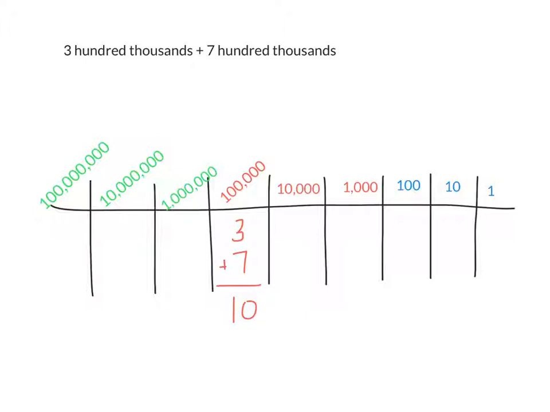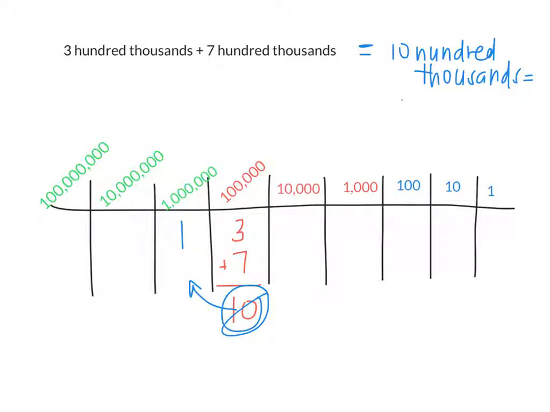Is that the standard way to say that answer? What do you guys think? No, because I know that 10 100 thousands is equal to one, what? Look on the place value chart: 10 of them can be treated as one in the adjacent place to the left. So it's equal to one, what, Sachi? Million. 1 million, very good. So there are two ways to write this answer. The unit form way would be to say that this equals 10 100 thousands. But the standard way would be to say that this is equal to 1 million.